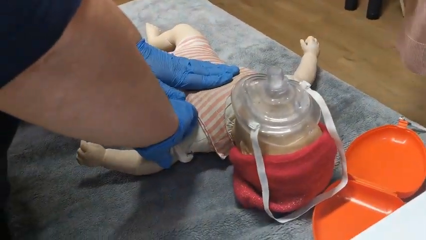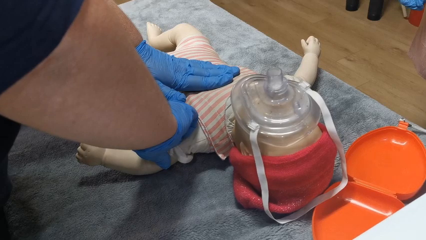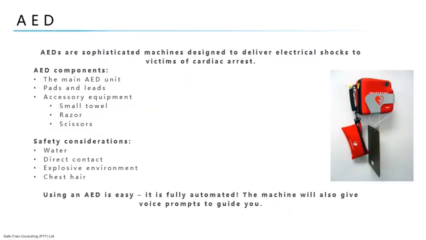AED. AEDs are sophisticated machines designed to deliver electrical shocks to victims of cardiac arrest. They are fully automated and require little user input. Therefore, many AEDs are designed to be used by bystanders with limited formal training. AEDs are often found in many public places and in many institutions, including government buildings, schools, colleges, universities, and major shops. They are also found on public transport. AEDs in public places may be called public access defibrillators.